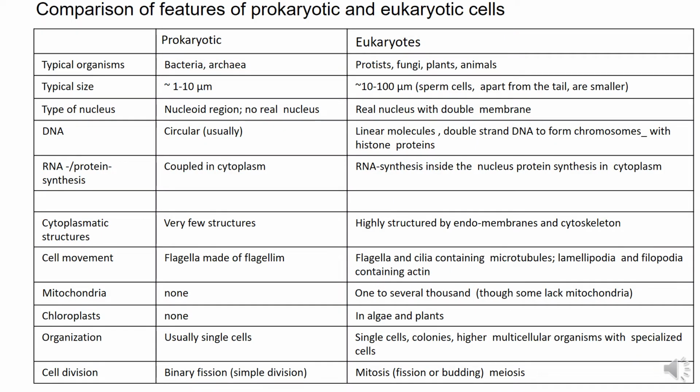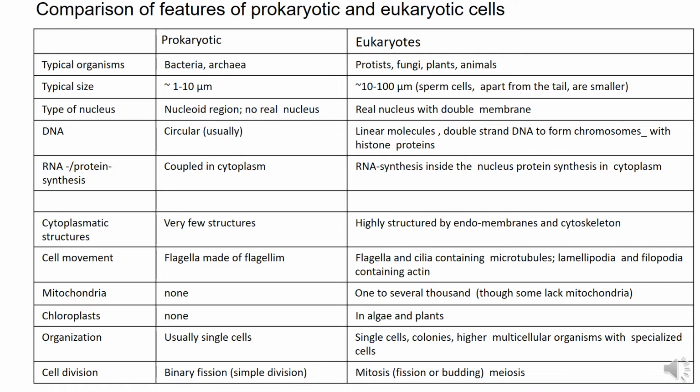This is a comparison of features of prokaryotic and eukaryotic cells. هذا ملخص للبروكاريوتيك and eukaryotic cells. النقاط المهمة بها: prokaryotic cells, typical organisms: bacteria, archaea. Eukaryotic cells: protista, fungi, plants, animals. Protozoa also are simple cells, which are unicellular.